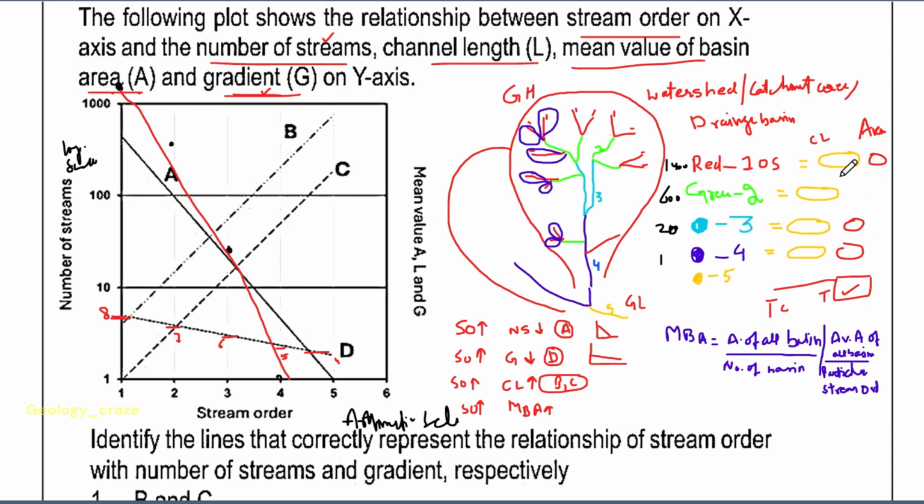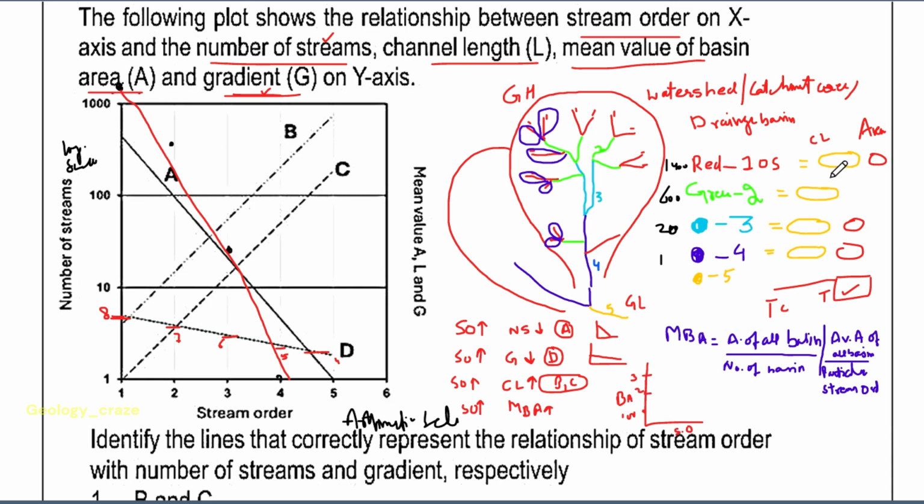So now in every step, suppose it is 100, then it is around 50, so our graph is increasing like this. Suppose this is our basin area, and this is our stream order. Here we are getting 100, 200, 300 in this way, suppose.